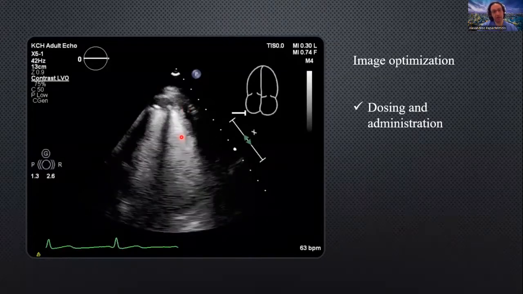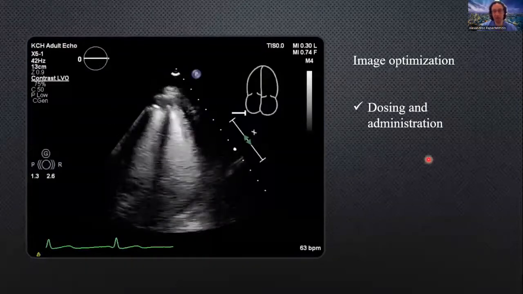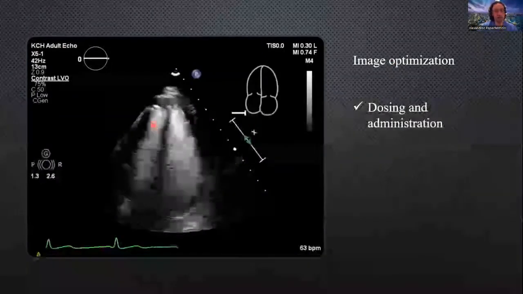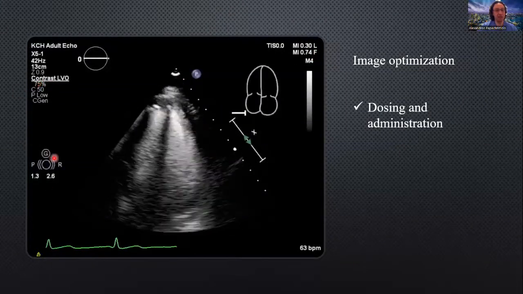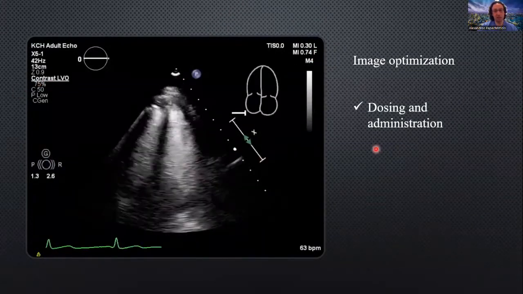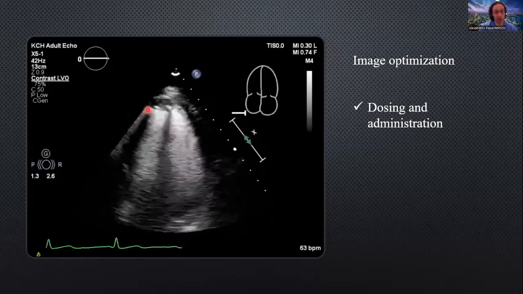What we see here is that the child has a defect. So dosing and administration is very important. Within changing of settings here, the mechanical index 0.3, the gain 75%, harmonic imaging, we just changed the dosing and administration of the contrast, which gave us very good appreciation of the ADA, without changing the settings.